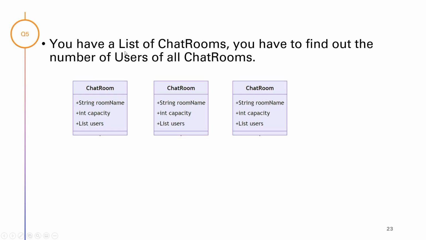So for example, you have a list of chat rooms and you have to find out the number of users of all chat rooms. If you see here, till now we have worked on single properties, right? A list of room names or a list of capacities. But here a chat room itself has a list of users. This is itself a list, and a second chat room also has a list. When I want the number of users, in the sense that I should have a single list from all the lists together, and then I should get the size.